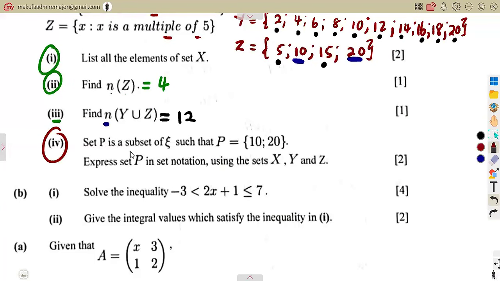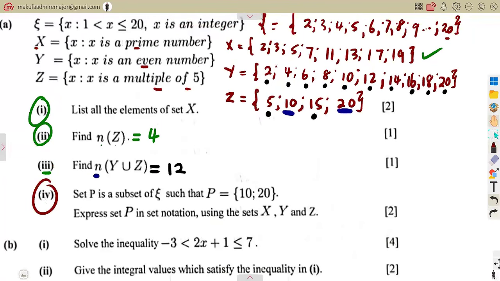Set P is a subset of the universal set, and P has the elements 10 and 20. If you check 10 and 20, these are the elements that I was talking about here. These are elements which are only found in the intersection of Y and Z. If you check, guys, there's an intersection that can happen between X, Y, and Z. Are there elements that you can take in X, Y, and Z? There's an intersection of Y and Z, and 5 is there in Z.